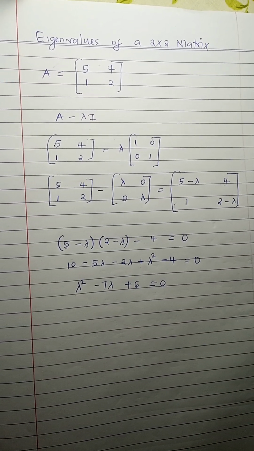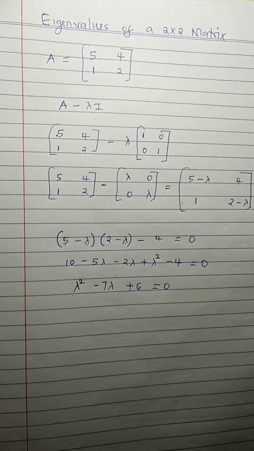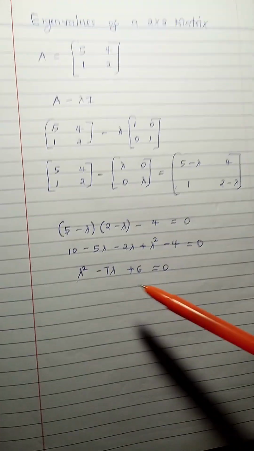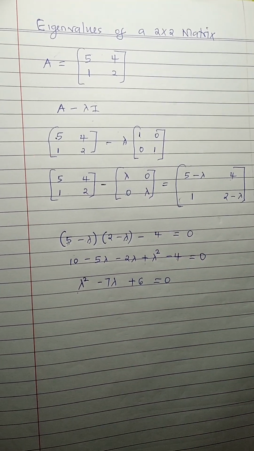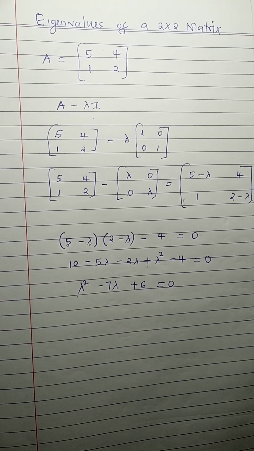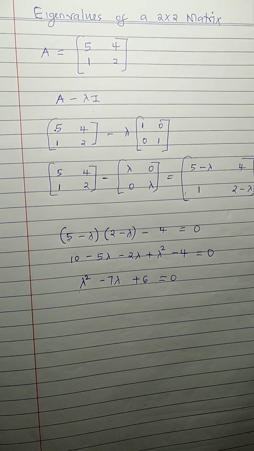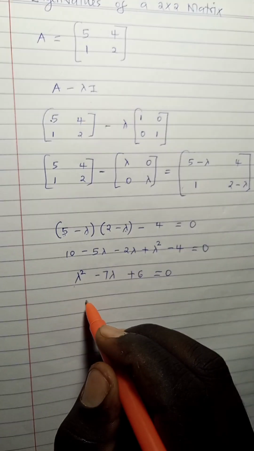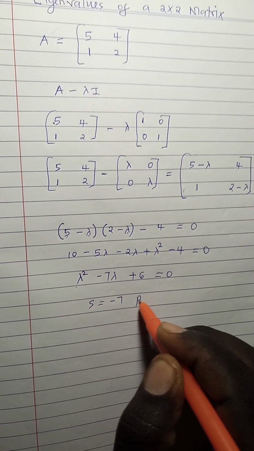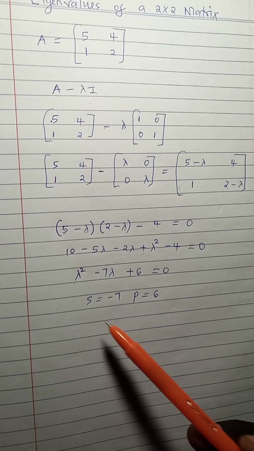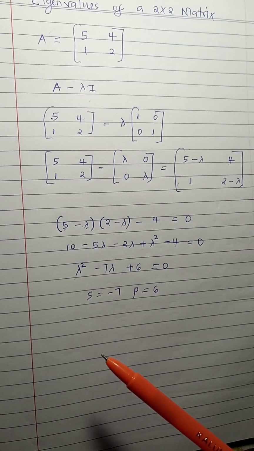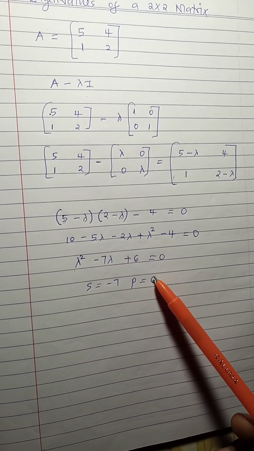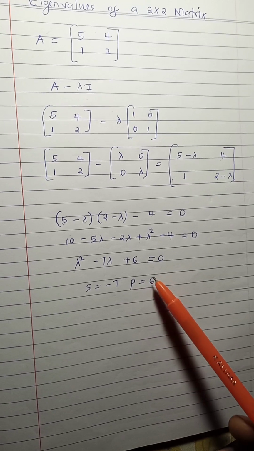So let us proceed to find the value of lambda, because if we find the value of lambda, that is the eigenvalue. And since this is a quadratic function, it means that we have two possible values of lambda. So let us solve using the factorization method, whereby the sum is -7 and the product is 6. Let us think of two numbers that sum to -7 and multiply to 6.